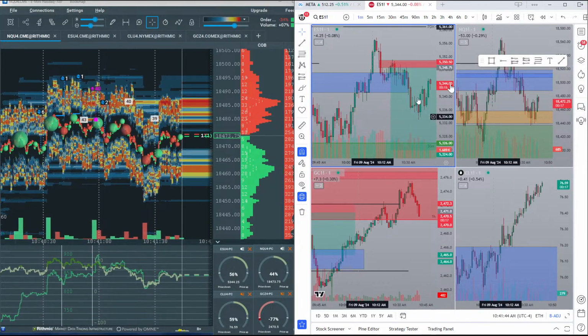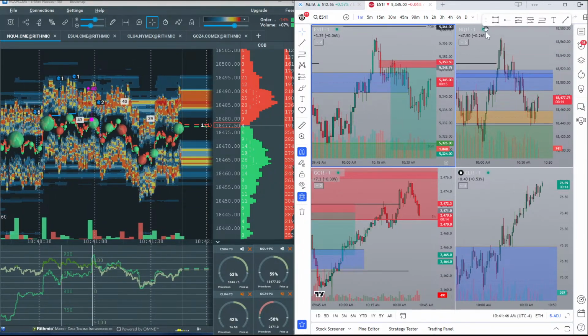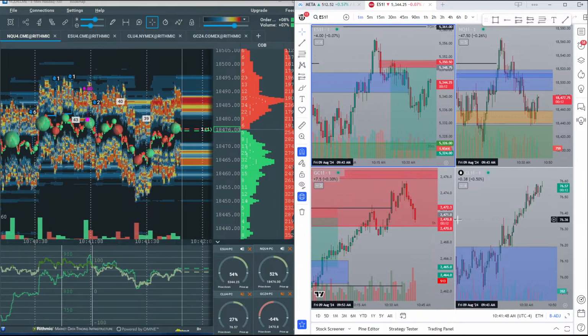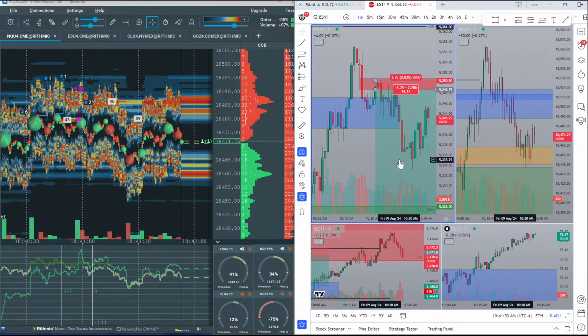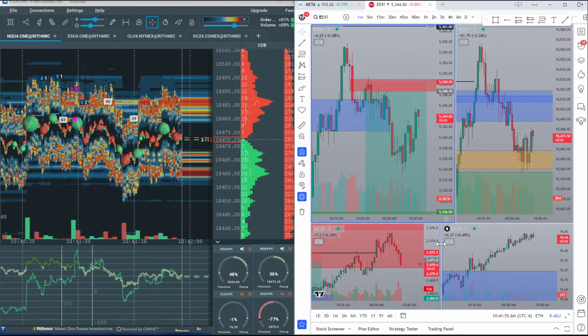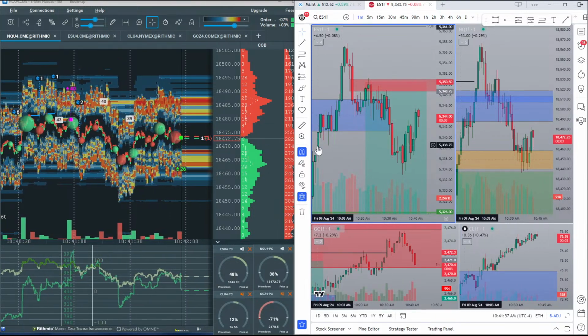Okay, interesting. We'll give this chart layout a try, and if it's too much, then we'll go back to the 3. You know what? Maybe we'll do like that. We'll see. We'll mess around with it, guys.